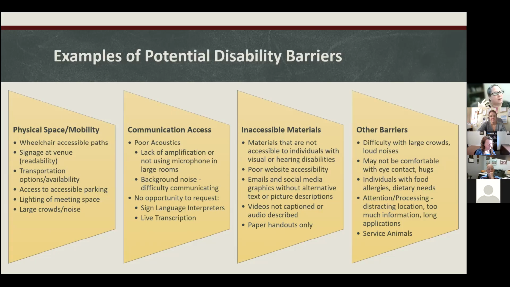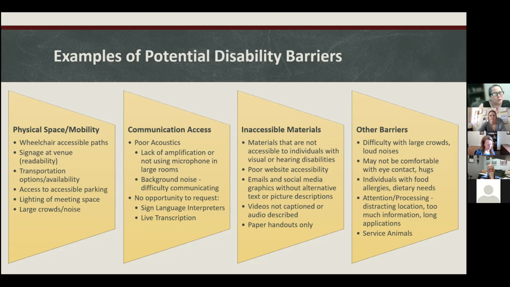Communication access, so thinking about the acoustics, being able to use amplification and microphones. Probably one of my pet peeves is that I go to any event and someone says, hey, can you all hear me? and doesn't use the microphone. That is just ignoring that somebody may have a hearing impairment and may have difficulty. So if you have a microphone, use it. Don't just assume that people don't need it, because somebody doesn't want to have to stand up and say, hey, I need this. Just do it. It's best to do that.